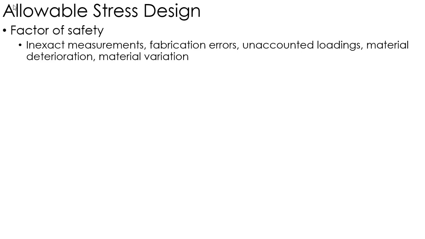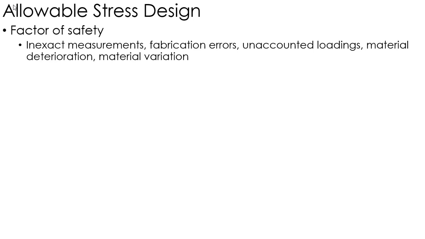About allowable stress design. The first thing we need to really talk about when we talk about design is an idea called factor of safety. And this basically stems from the fact that your measurements can be inexact. You could have some fabrication errors. You can have some unaccounted or unknown loadings. Materials can deteriorate over time. There can be variation in materials such as wood, different gaps and things like that. So our models aren't always exact.